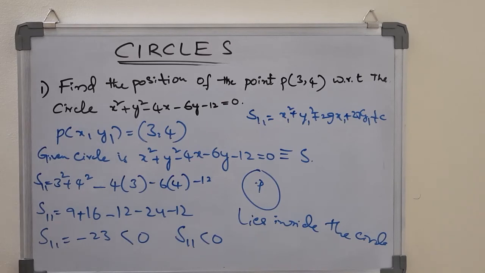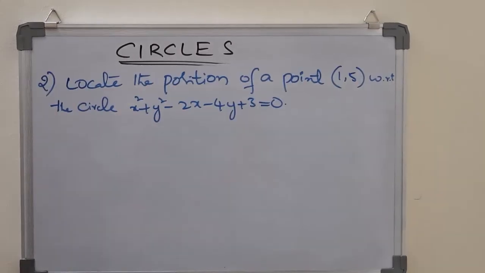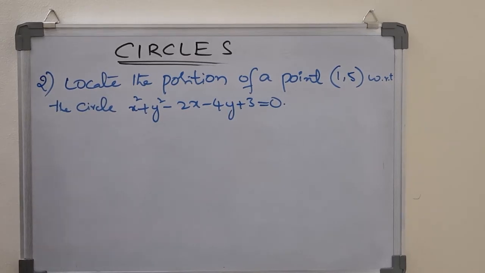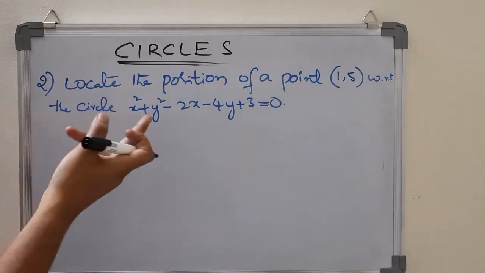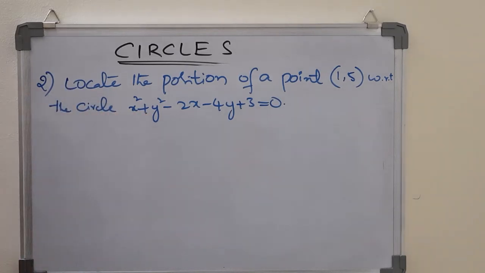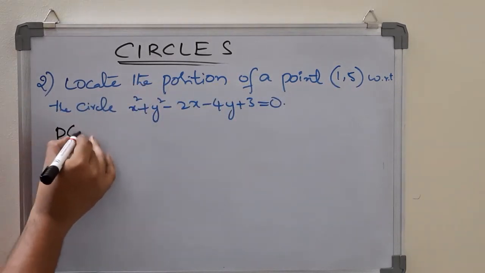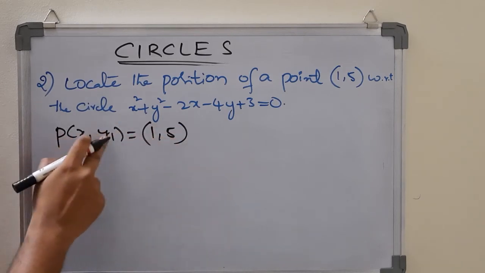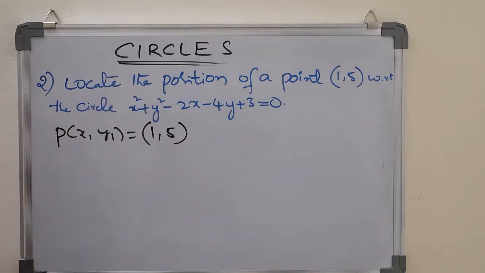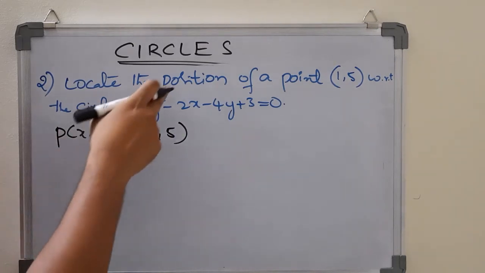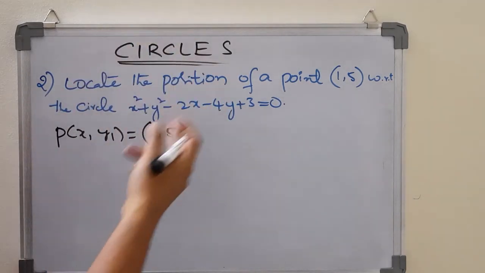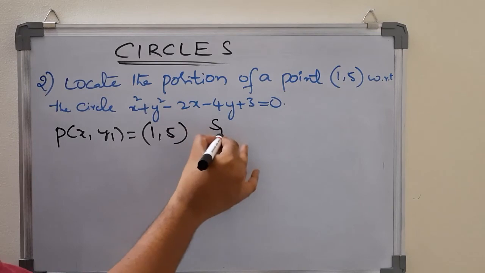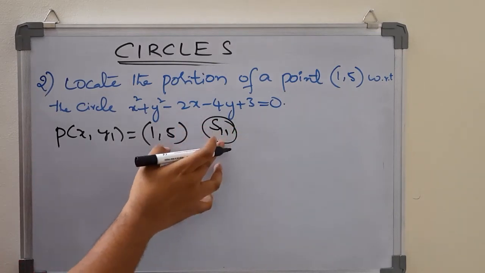Let's take a look at the second problem. The question is: locate the position of the point (1, 5) with respect to the circle x square plus y square minus 2x minus 4y plus 3 equals 0. We have to find the position of this point. First of all, consider the point P as (x1, y1) equals (1, 5), so x1 is 1, y1 is 5. In order to find the position of any point with respect to a circle, we have to find S11. The value of S11 decides the position of that point.